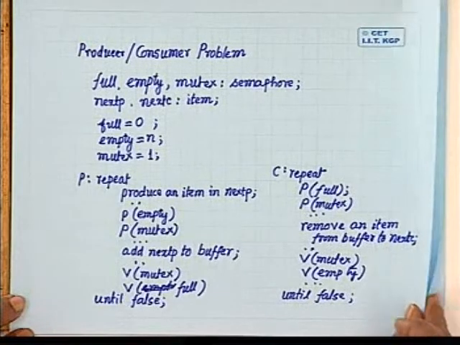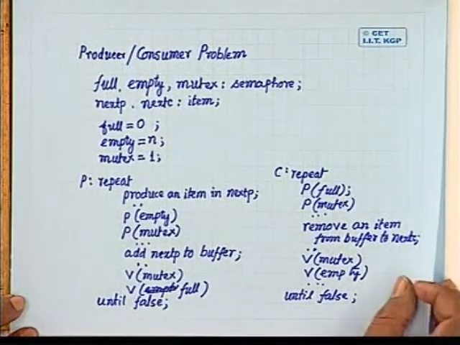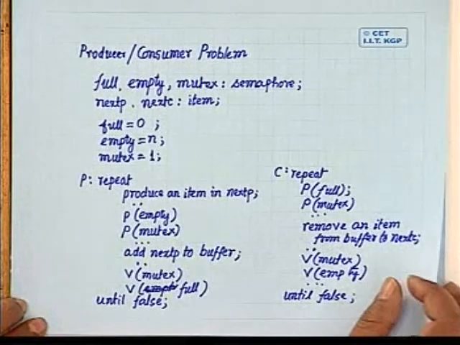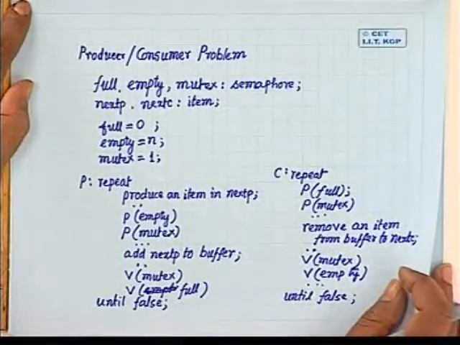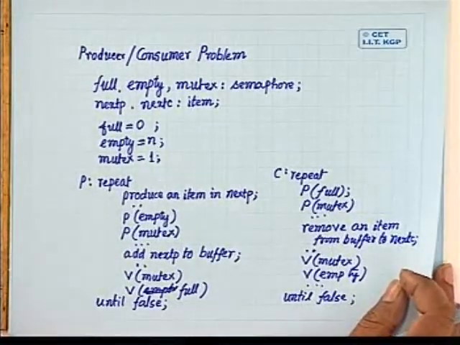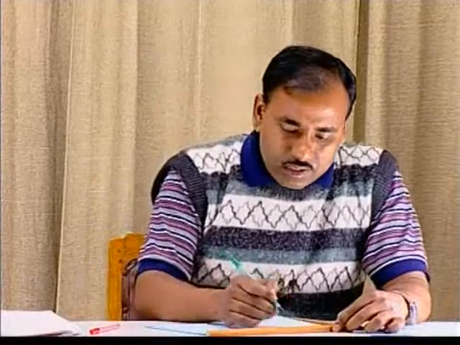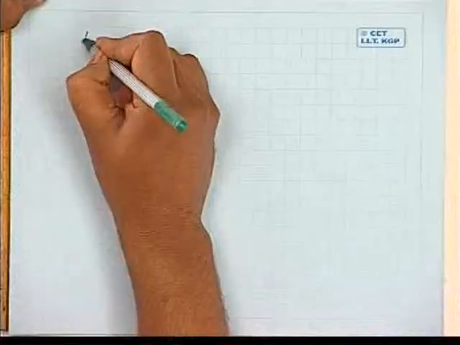Now let us take another classical problem. I'm discussing all these classical problems because they are common problems in operating systems. So the next problem that we will discuss is called the reader-writer problem.